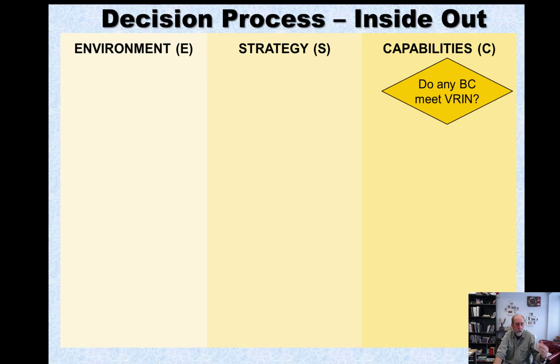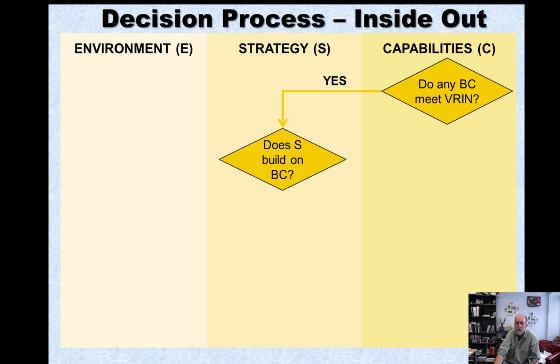But it starts with, do we have any business capabilities that meet the valuable, rare, inimitable, and non-substitutable criteria? All right. Remember that when we're analyzing that, we do have to consider the environment to think about whether something is valuable or rare, because that's dependent on the environment. So our focus is on capabilities, but we still have to bring in some environmental analysis. If the answer is yes, we're good. We can move on. Ask if the strategy builds on those capabilities that meets the VRIN criteria.